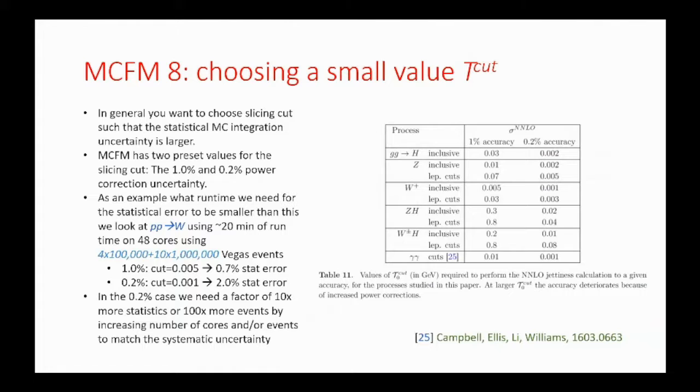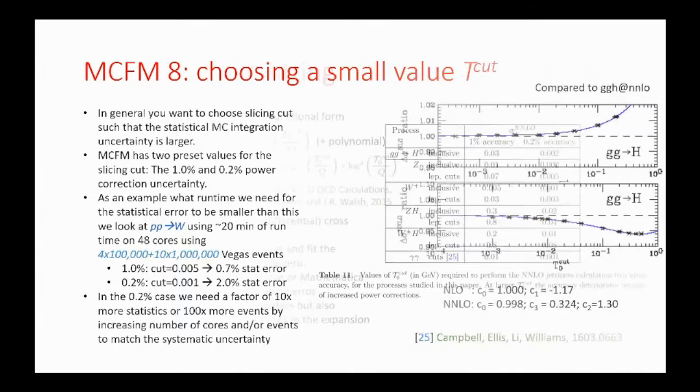What is done in MCFM, we've preset certain values which we looked at for these processes. If you want a 1% error due to this tau cut, which is basically a systematic error, you can choose a 1% or 0.2% error. And then you want your statistical error to be not smaller than this, but a bit larger. So you're not dominated by the systematics, but you're dominated by the statistical error. And that way you can run without much issues.